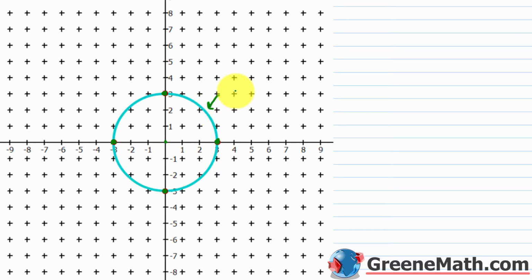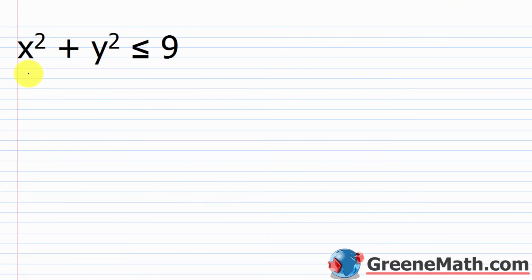Now, the next thing we want to do is use a test point. Let's use 0, 0. It's not on the circle. It's the center of the circle, but it's not on the circle. So if I plugged in a 0 for x and a 0 for y, what would I get? I would have 0 is less than or equal to 9, which is true, right? 0 is less than 9. So that tells me 0, 0 lies in the solution region.